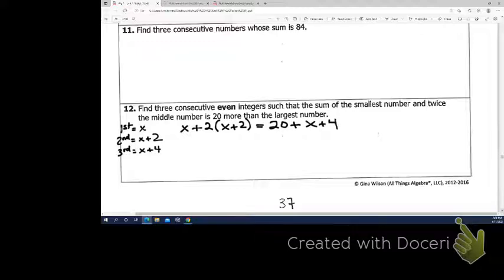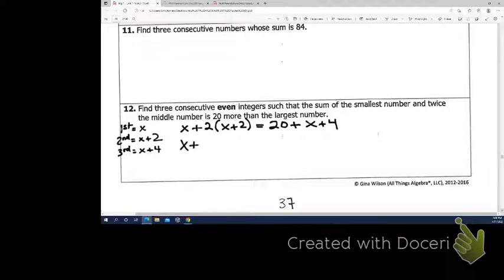So the largest is that x plus 4. We're adding 20 to that. I could have put the plus 20 at the end or the beginning. Hopefully you know both ways. So this one we have all sorts of steps, right? We need to distribute, we need to combine like terms, then move the variable, then add or subtract, and then divide.